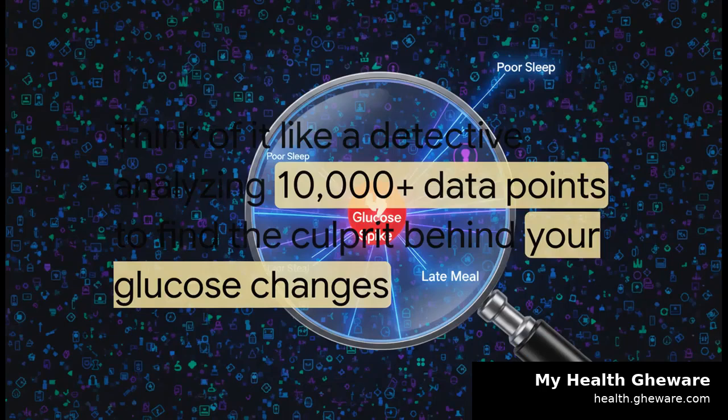A great way to think about it is this. The AI is like a super detective, but instead of looking at a handful of clues, it's examining over 10,000 of them, all at the same time. It's finding those really subtle connections that lead directly to the real culprit behind your unpredictable glucose swings.